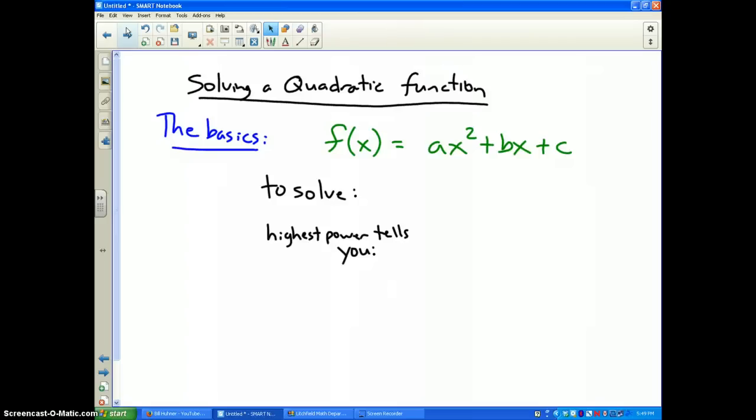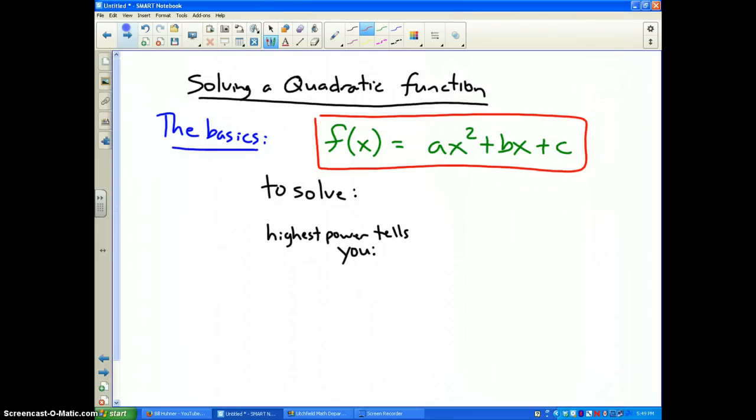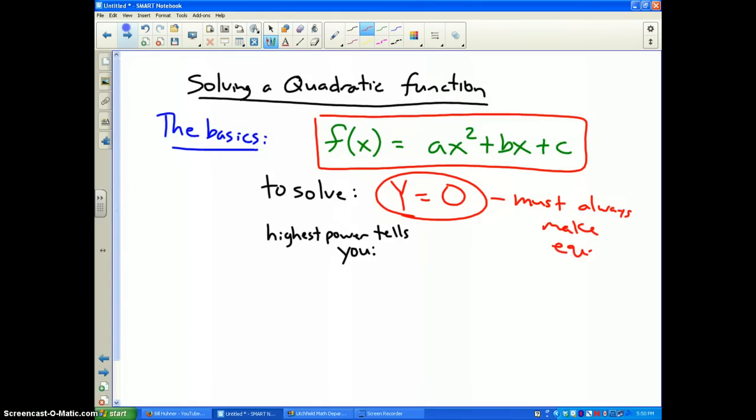Now, we're going to talk about the basics for solving a quadratic function. First of all, our function's in the form ax squared plus bx plus c. In order to solve any quadratic equation, y has to equal 0. That is a must. You must always make the equation equal to 0. So basically, that's like where the f of x is. F of x is the same as y. I got to put a 0 right there in order to solve whatever equation I'm trying to solve.